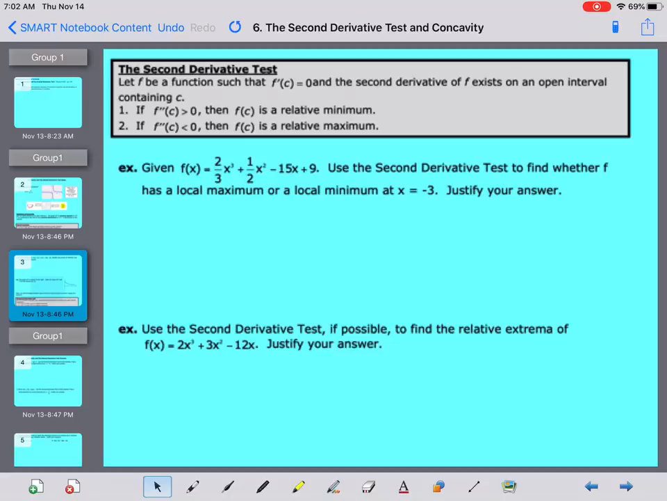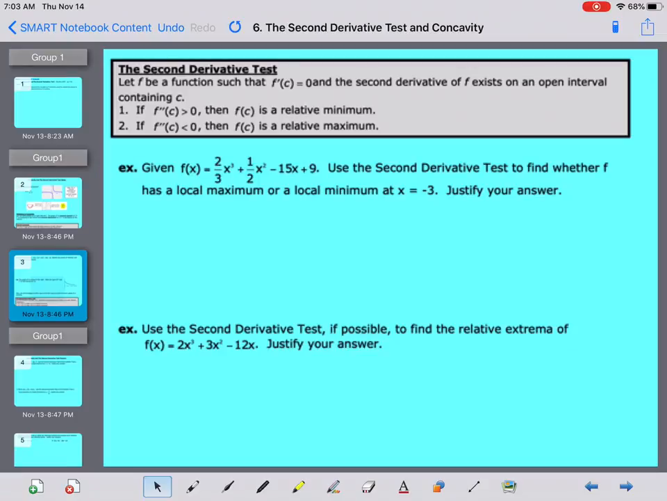It says if the second derivative is greater than 0, then f of c has to be a relative minimum. If f double prime of c is less than 0, then it has to be a relative maximum. So the second derivative greater than 0 means it's going to be a min. Second derivative less than 0 means it's going to be a max. So it's kind of opposite there. A little confusing, but the process for finding the min-max using the second derivative test is actually a lot faster. It always starts with figuring out what the critical value is.